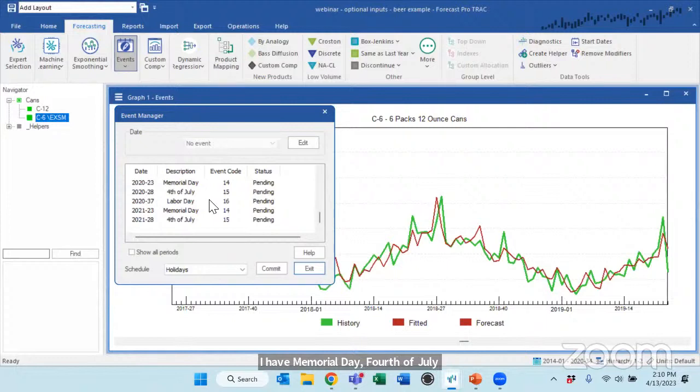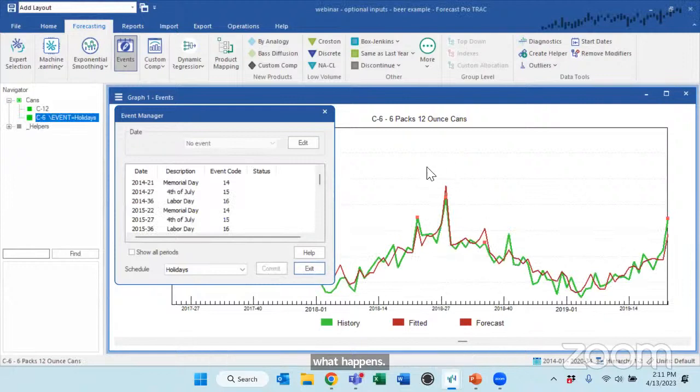I go through the calendar and I specify, and the details aren't too important. You use something called an event code, and you specify where each of these things occur, and you do it to cover the history and the forecast period. I'm going to build this model by clicking this commit button. And when I do so, watch this peak and see what happens. So I'm going to commit.